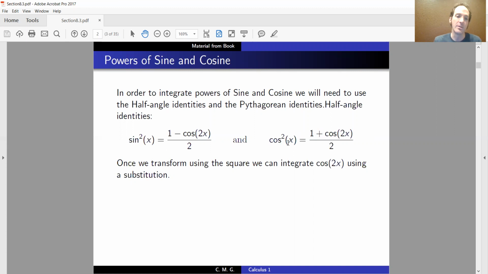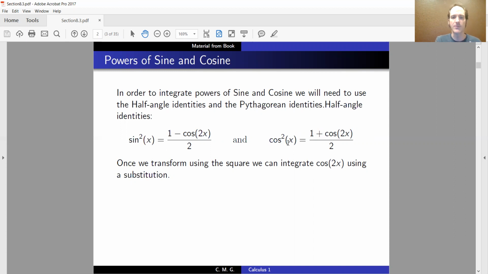To remember this, note that they look very, very similar. In fact, they look almost the same, except for that minus in there. The way you may want to remember this is that sine is minus. So the sine term leads to the minus in your 1 minus cosine of 2x over 2. That's one way to remember this.